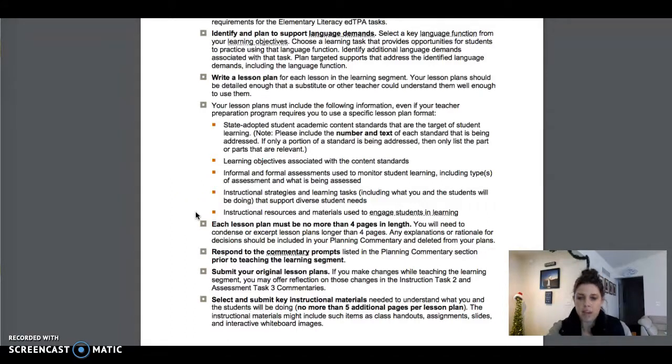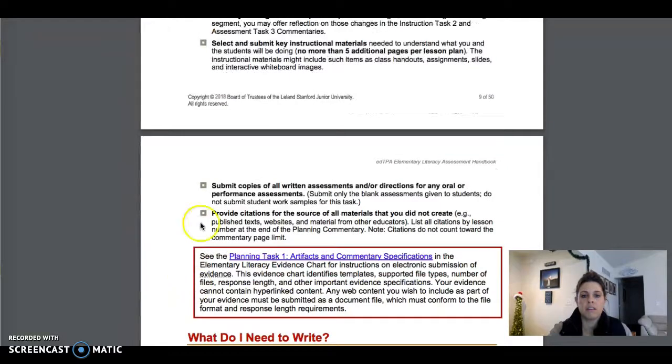As far as formatting goes, your lesson plan should not be any longer than 4 pages, which, using the format that we have for you, it's rare that it is that long. Respond to the commentary prompts, submit your actual lesson plans, and select and submit your instructional materials, your written assessments, and any citations if you have references to outside sources in your planning commentary.